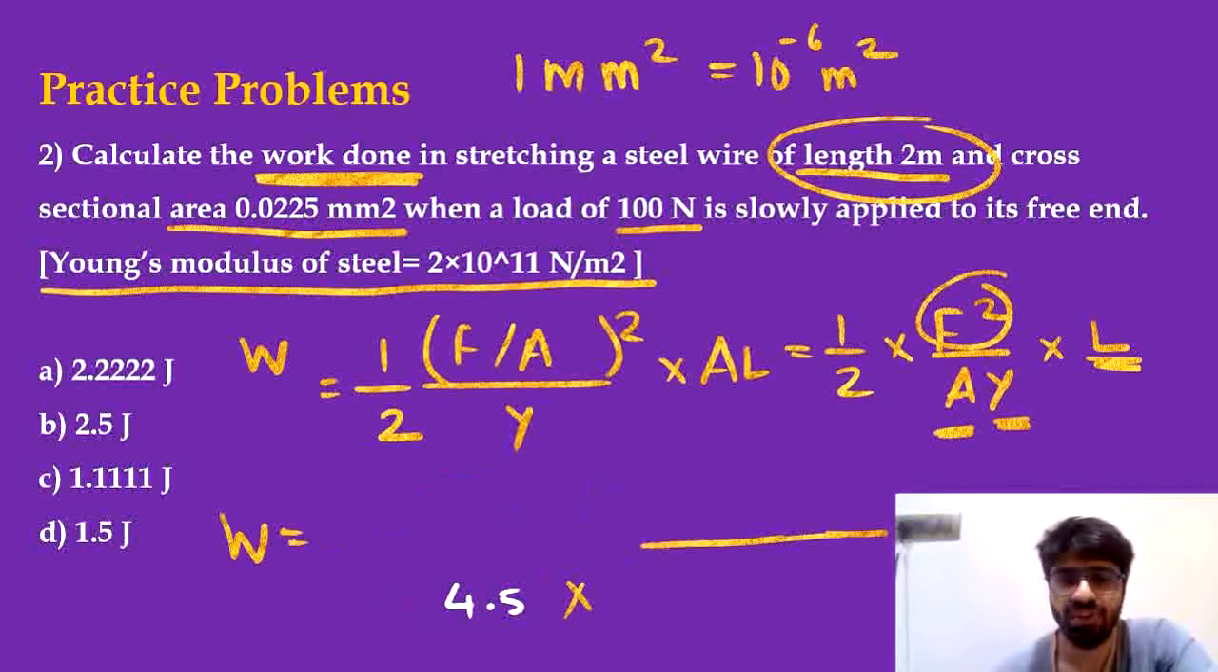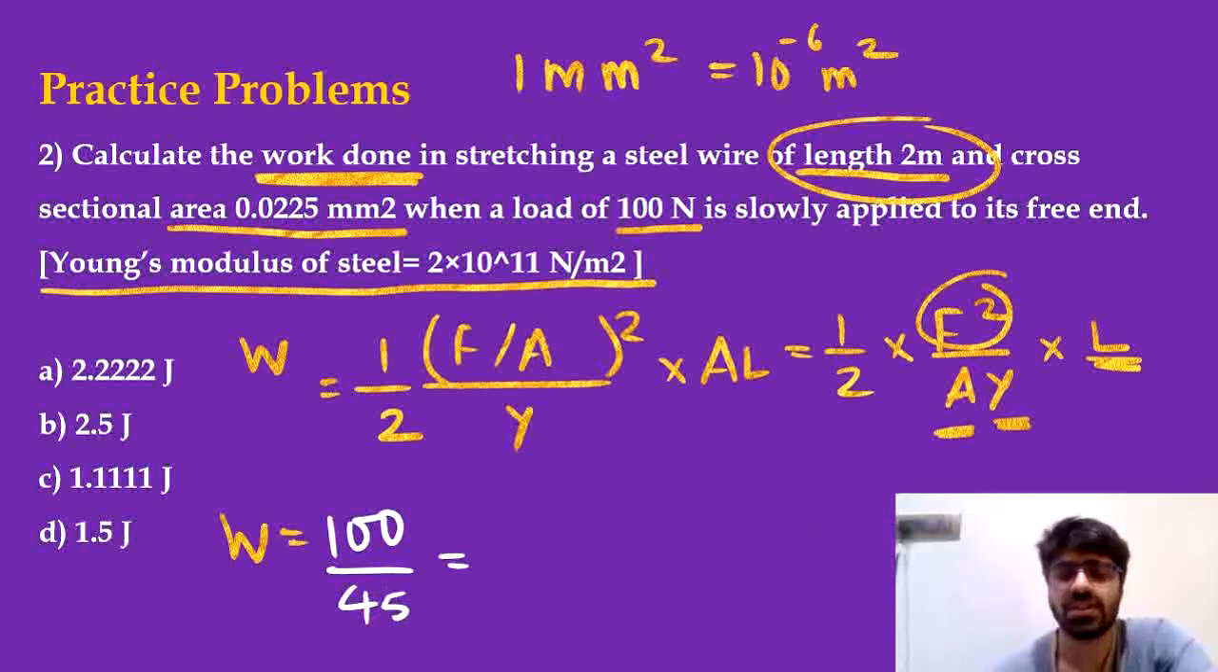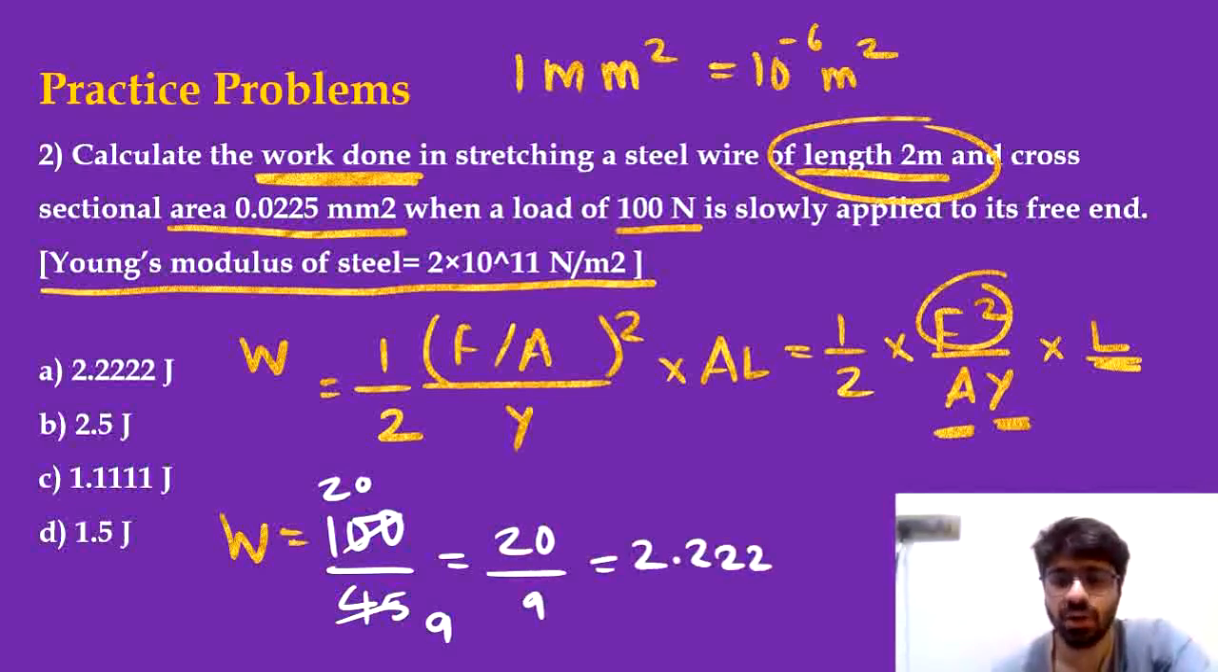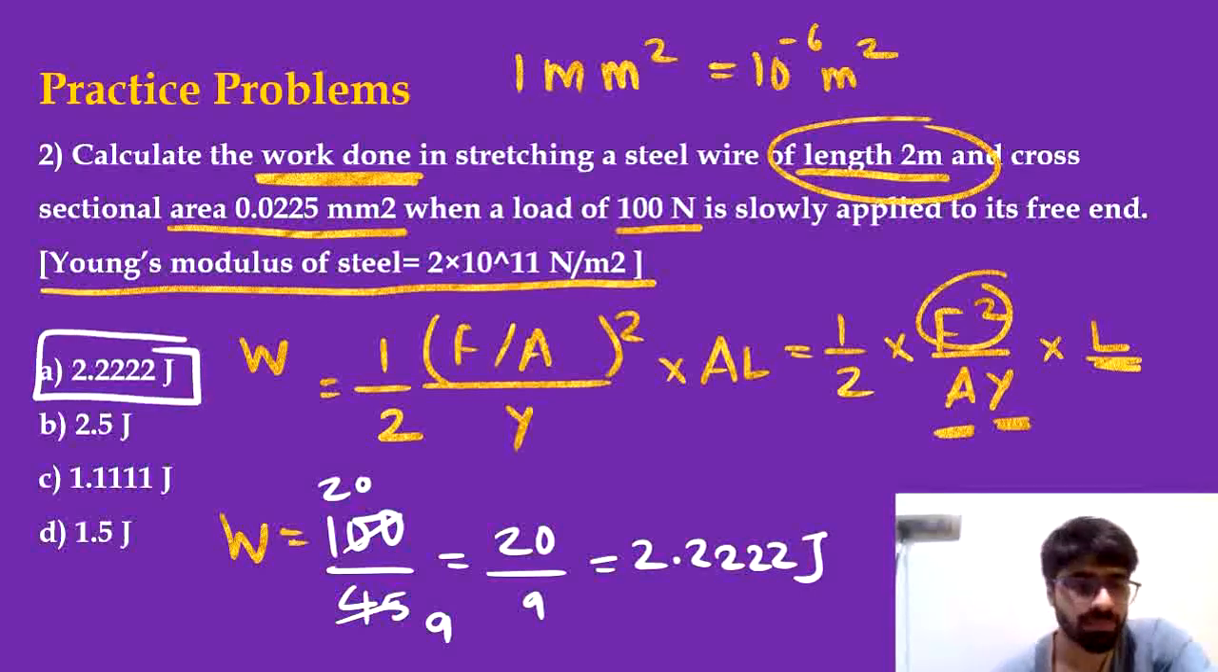10 upon 4.5, we can write that as 100 upon 45, and you can divide the numerator and denominator by 5. So that should give you a 9 here and a 20 here. So this would be 20 upon 9. Divide the two numbers, you would get 2 recurring 2. So 2.2222 joules, that should be the final answer, which is option A.